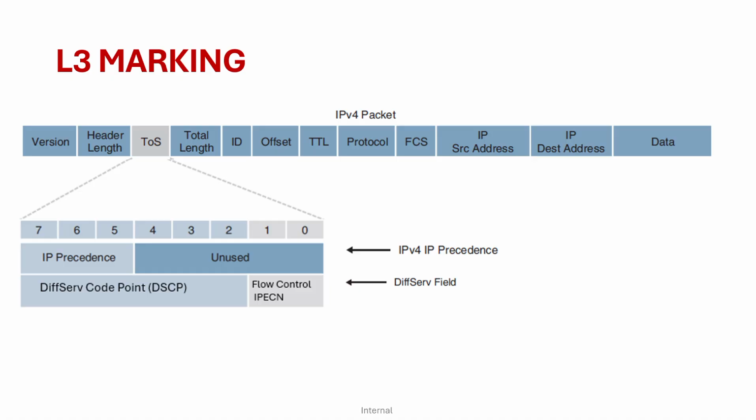Last but not least, DSCP is the most commonly used layer 3 marking in the network today, because it provides more granular traffic classification and is preserved across layer 3 networks.